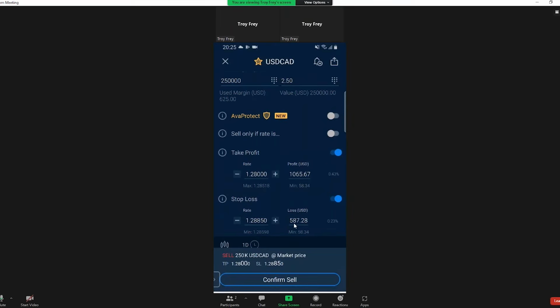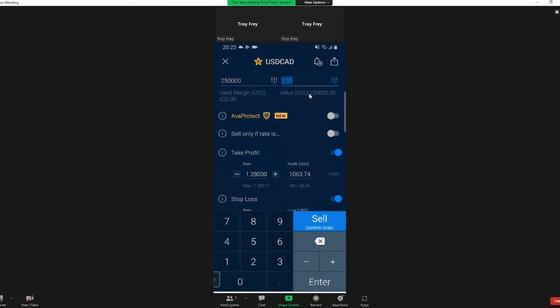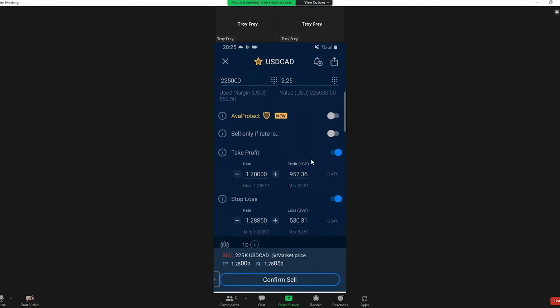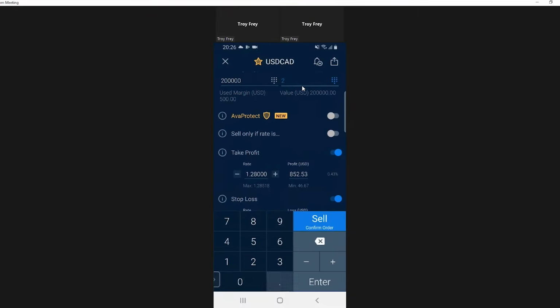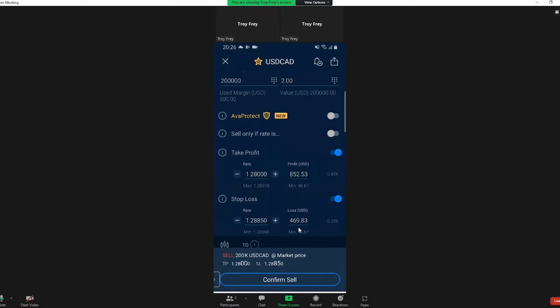Now I see how much I'm risking, 587. Okay, that's a little more than the 500 I said I wanted to risk. So now I just change the trade size, 2.25. Now I see I'm risking 530. Let me change it a little lower. How about 2 lots even? There it is. I'm risking 469, a little less than 500. So I can go after 850 profit, and I'm risking less than 500. If that's what I want, I've got it all laid out for me. I know my potential profit to my take profit. I know what I'm risking to my stop loss. There are no surprises here. If I'm ready to go, I confirm my position. So confirm sell.